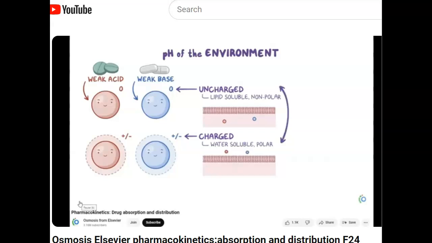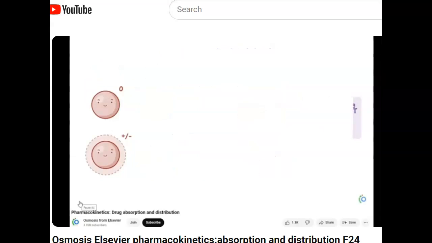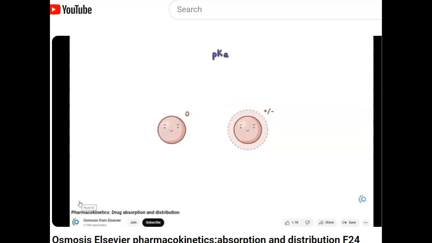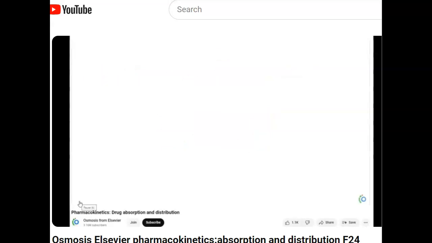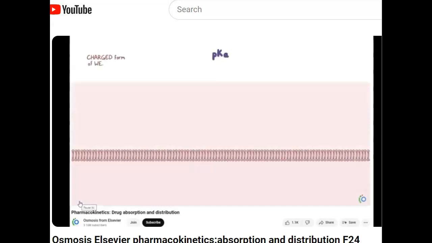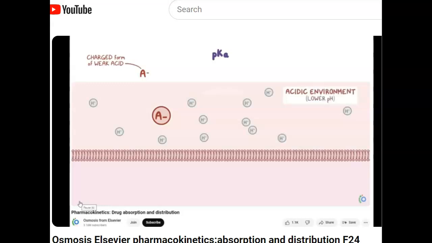The ratio between the 2 forms is determined by the pH of the environment and the strength of the weak acid or base. The strength is measured by pKa, which is the pH value when concentrations of the uncharged and charged forms equal each other. So, when the charged form of a weak acid, A-, shows up in an acidic environment with a lower pH and plenty of hydrogen H+ ions around, it will grab one of them and turn into its uncharged form, HA. HA can then be readily absorbed across the cell membrane.